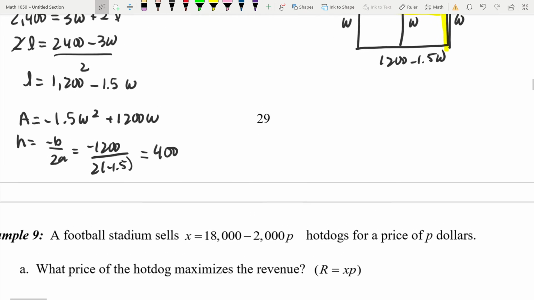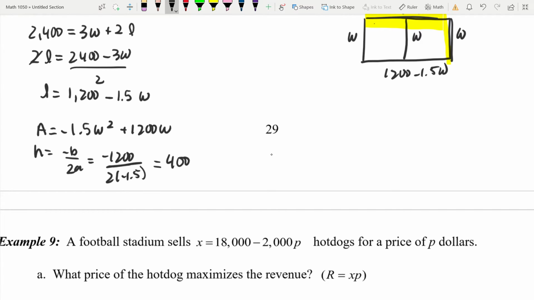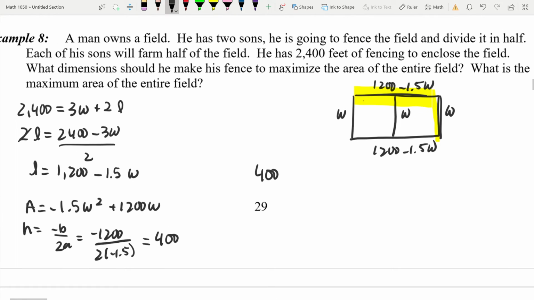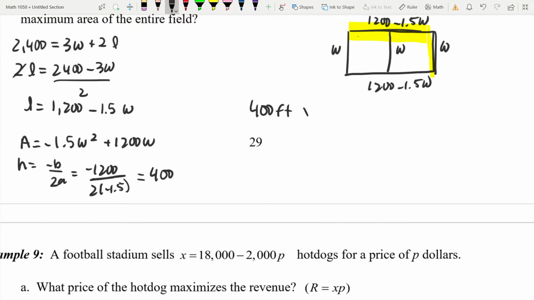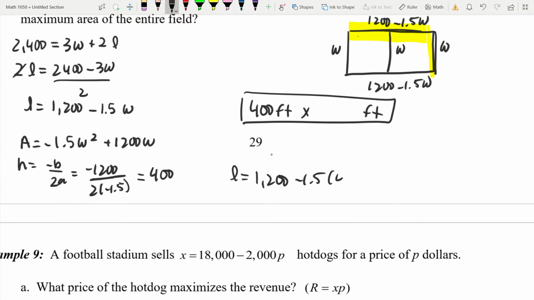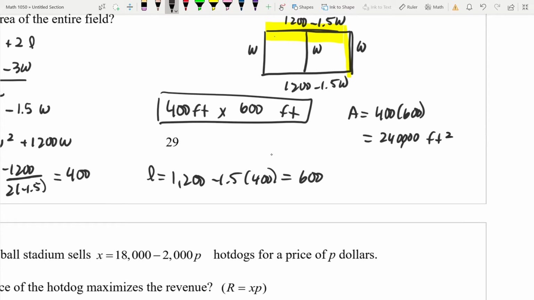What dimensions? Is 400 an answer? Yes or no? Yes. So you're going to go 400, and this measurement is in feet, by, now I have to find the length, and it is feet. So I go L equals 1200 minus 1.5 times 400. When I put that in my calculator, I get 600. Okay? And then I go area is 400 times 600, which is 6 times 4 is 24, and there are 4 zeros in there. So it's 240,000, and that would be feet squared.